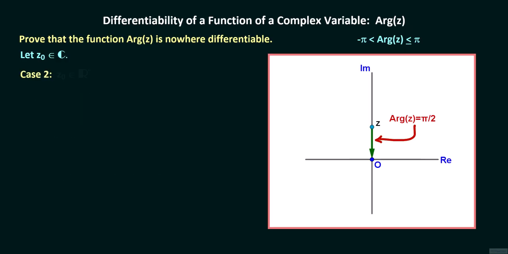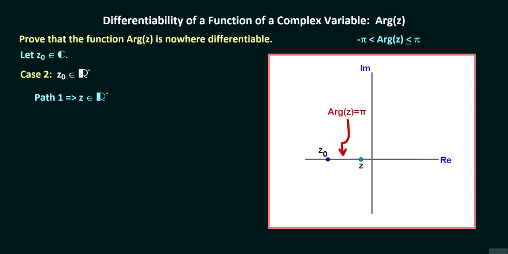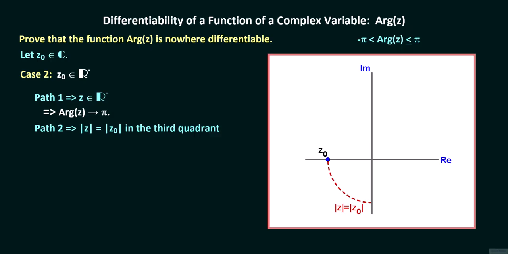For the second case, we have z sub 0 as a negative real number. For path number 1, let z be a negative real number so that its principal argument is always pi, so that as z tends to z sub 0, the principal argument of z tends to pi. For path number 2, we choose this time the quarter portion of the circle, the absolute value of z equals the absolute value of z sub 0, in the third quadrant. As z approaches z sub 0 along this arc, the principal argument of z tends to minus pi.